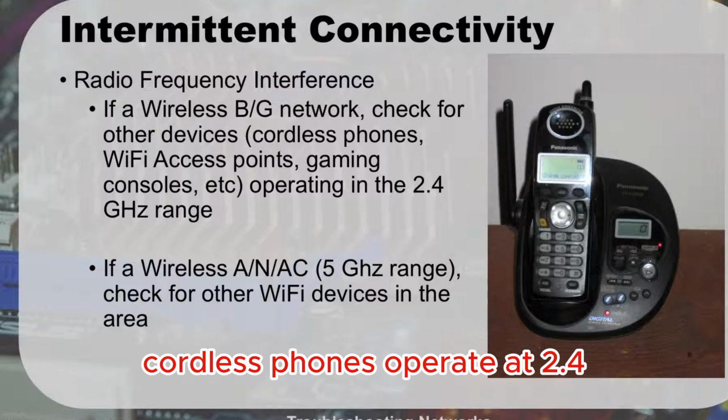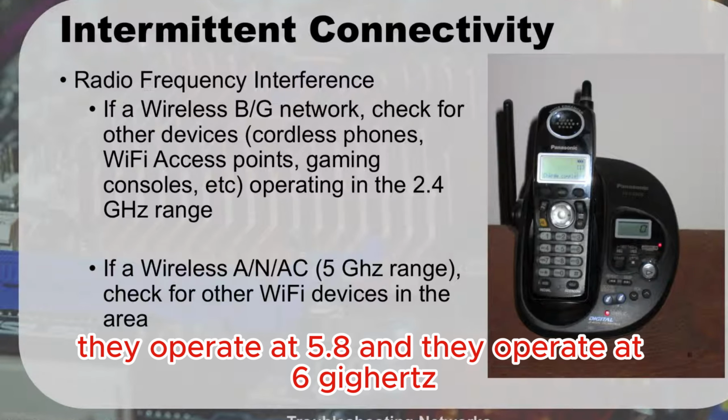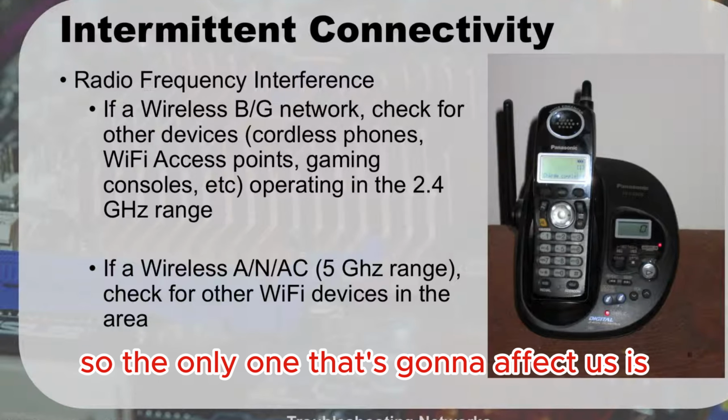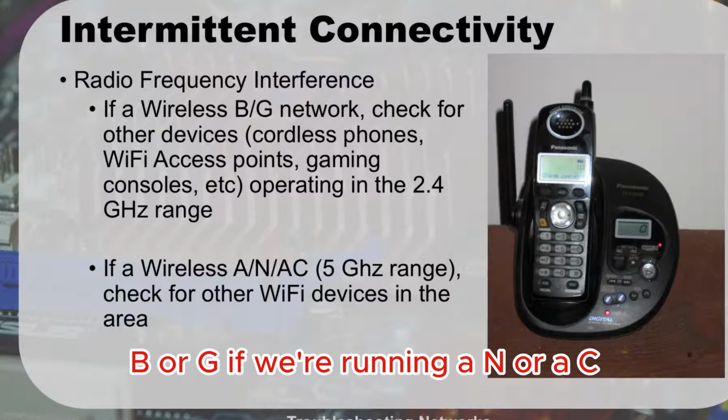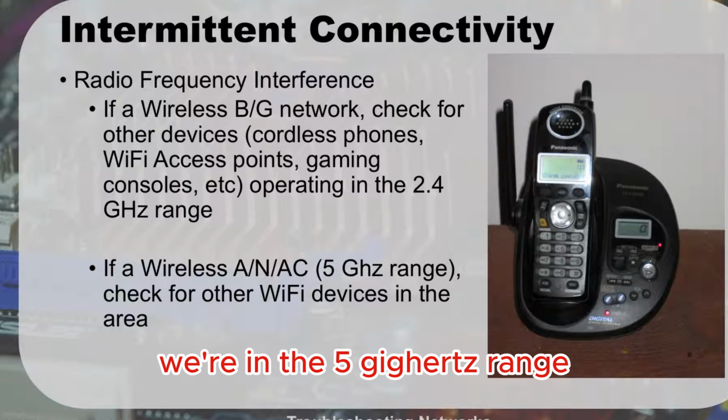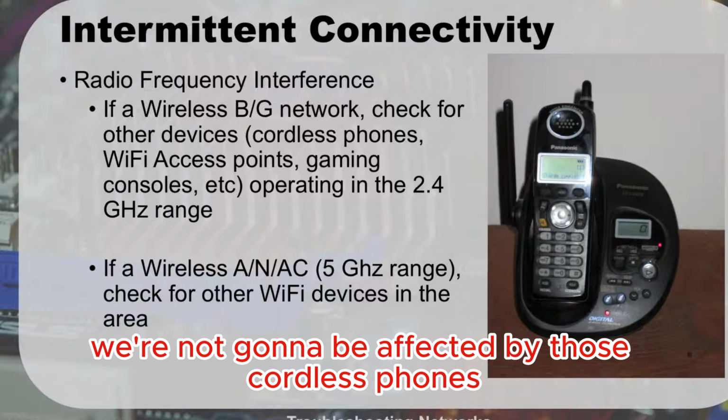Cordless phones operate at 2.4, they operate at 5.8, and they operate at 6 gigahertz. So the only one that's going to affect us is if we're running wireless B or G. If we're running AN or AC, we're in the 5 gigahertz range, we're not going to be affected by those cordless phones.